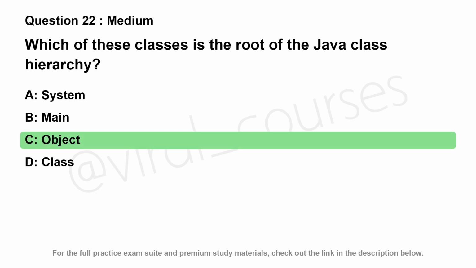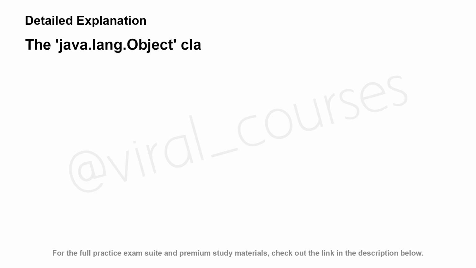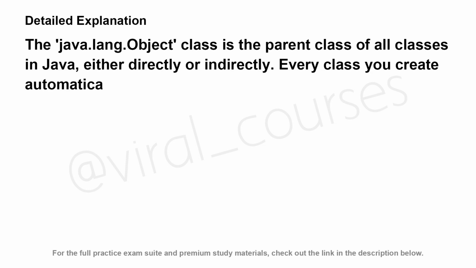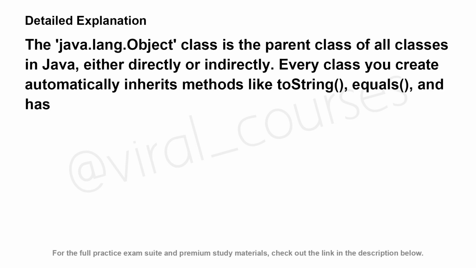The correct answer is C. The java.lang.Object class is the parent class of all classes in Java. Either directly or indirectly, every class you create automatically inherits methods like toString, equals, and hashCode from the Object class.